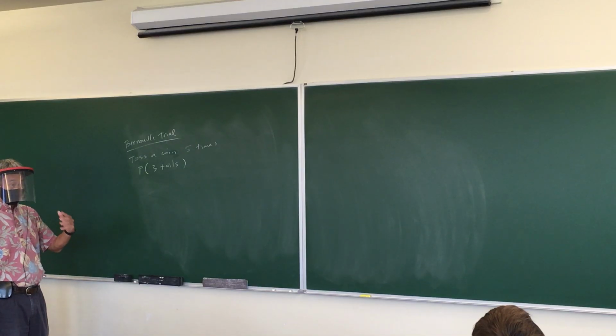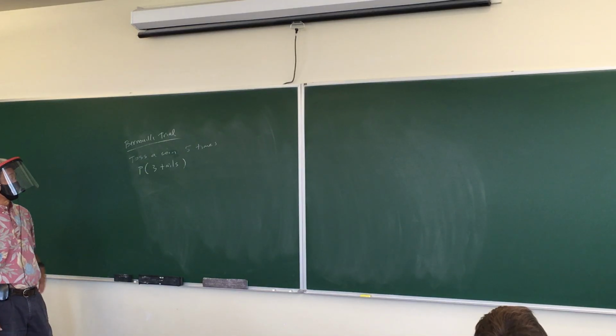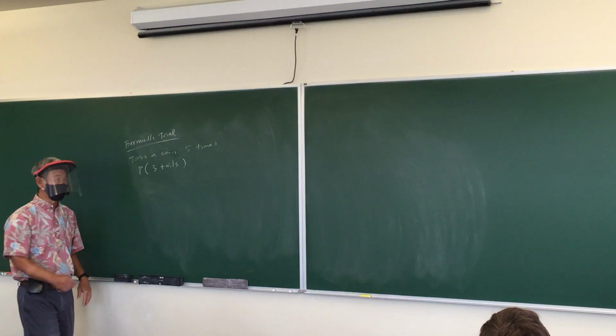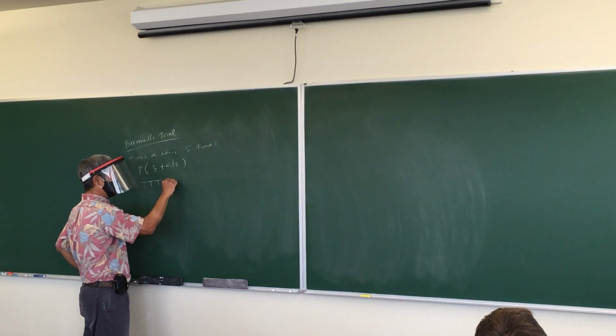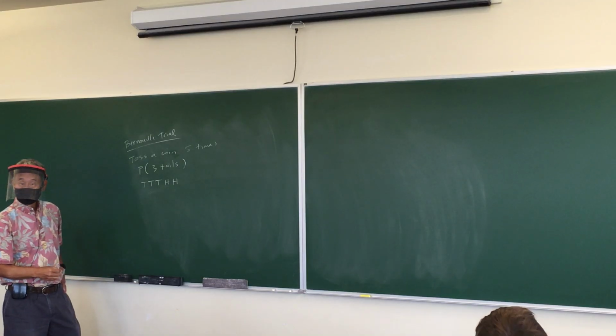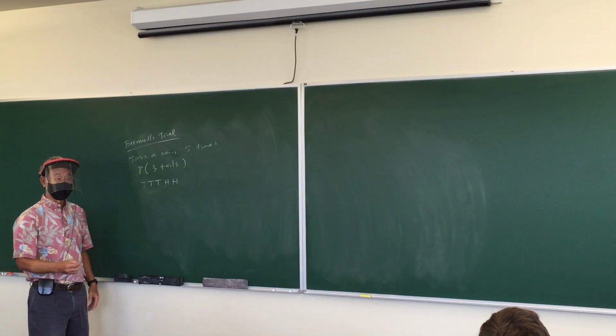Okay, let's do a specific case. How can you get 3 tails if you toss a coin 5 times? You can get tail, tail, tail, head, head, right? Isn't that one possibility? Okay, what's the probability of tossing a tail?